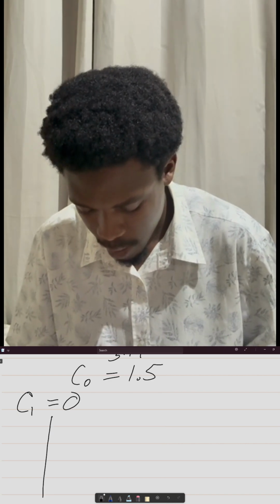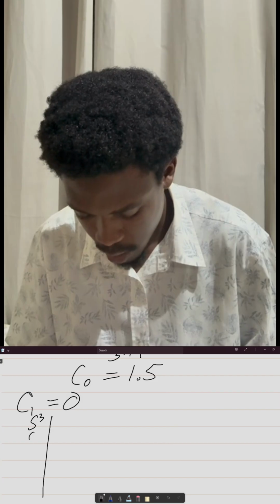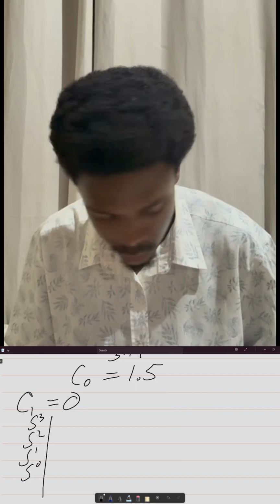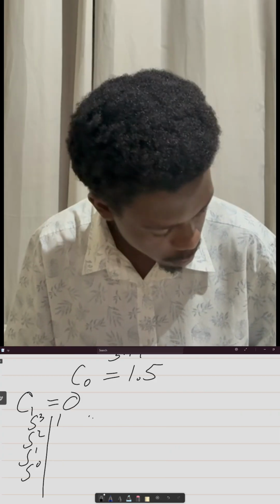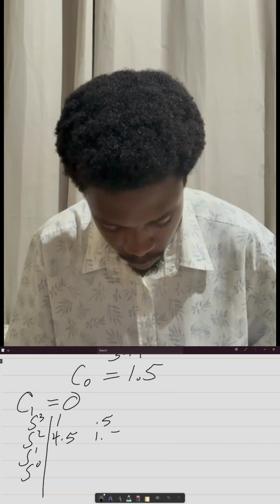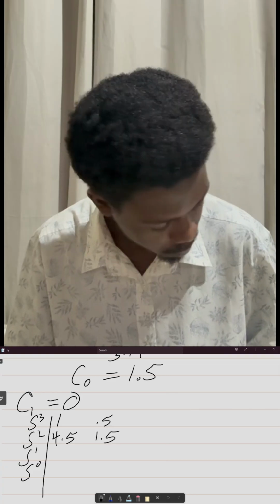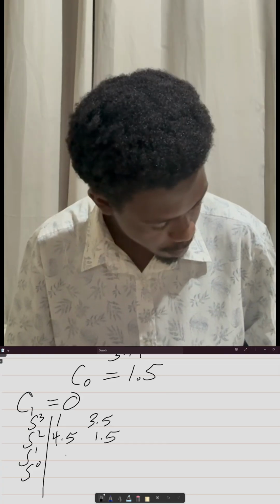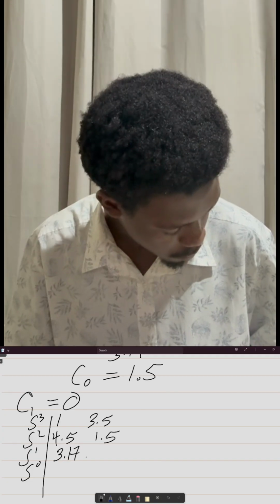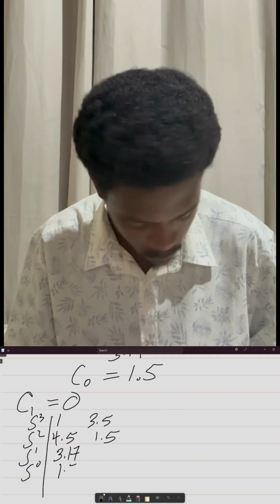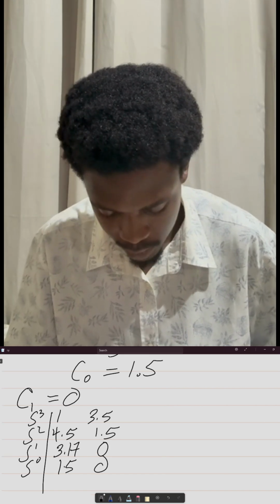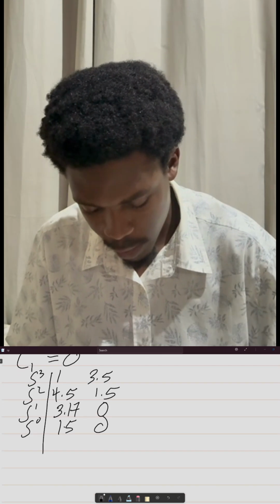So now our final criterion, we have S3 here, we have S2, S1, S0. We are going to get what? 1 and 3.5. We have 4.5. We have 1.5. Then we have B naught, that's 3.17. Then we have 1.5 for C naught. Then we have 0 for this, 0 for that. That's it. Thank you very much.